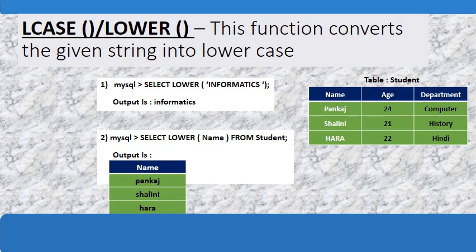Second example that refers to the given table student. Here we want to convert all the names to lowercase. So we can check the query. Select lower name from student. Here also the argument is the column name, that is name, without quotes. So the lower function will convert all the names to lowercase.